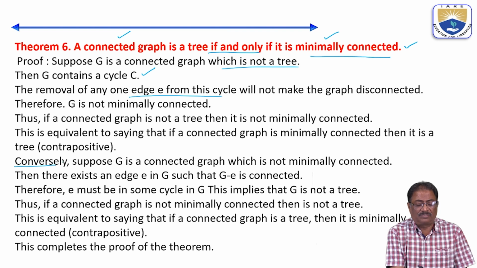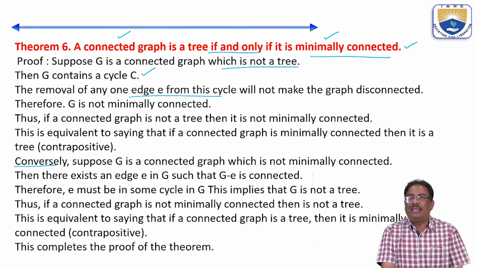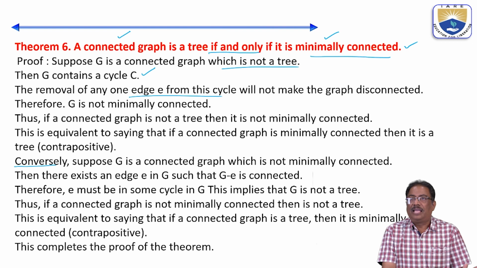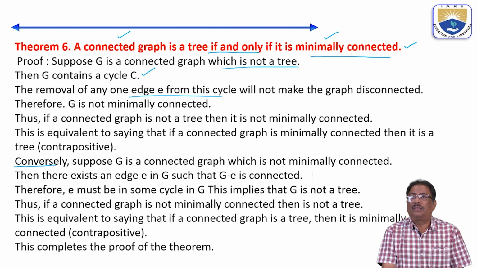Now the converse. Once again, I am repeating. Suppose the graph is a connected graph and it is not a tree. If it is not a tree, then it forms a cycle. If it forms a cycle and we remove any one edge, the graph will not be disconnected. This implies the graph is not minimally connected. So G is not a tree leads to G is not minimally connected. Taking the contrapositive: if the graph is minimally connected, it is connected and it is a tree.